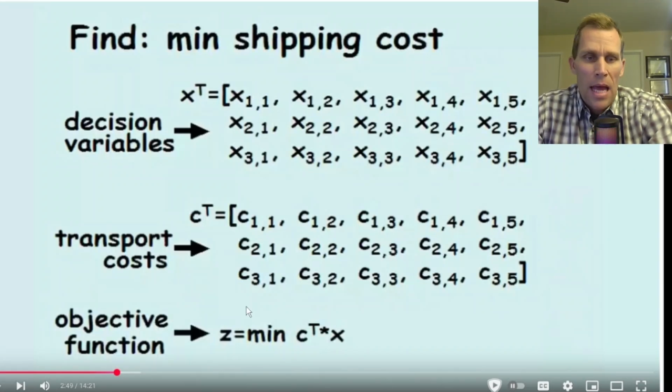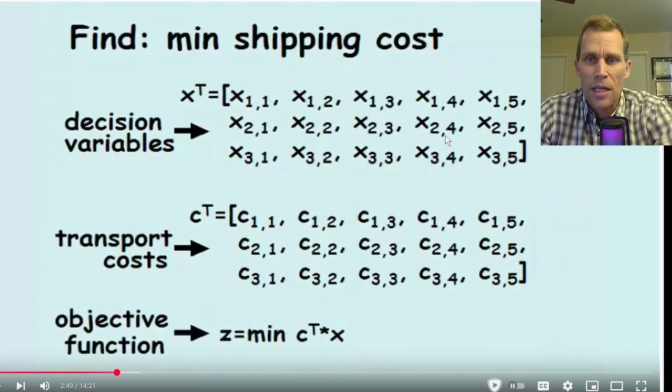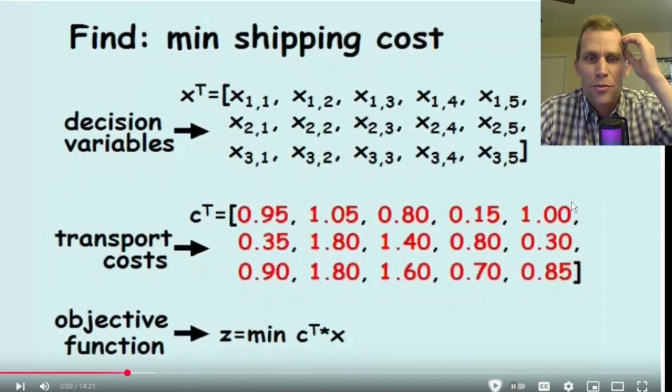Okay. And then the objective function is here at the bottom. What we want to do is minimize the costs, subject to all the constraints. We'll get to the constraints in the next slide. Here is the actual costs.